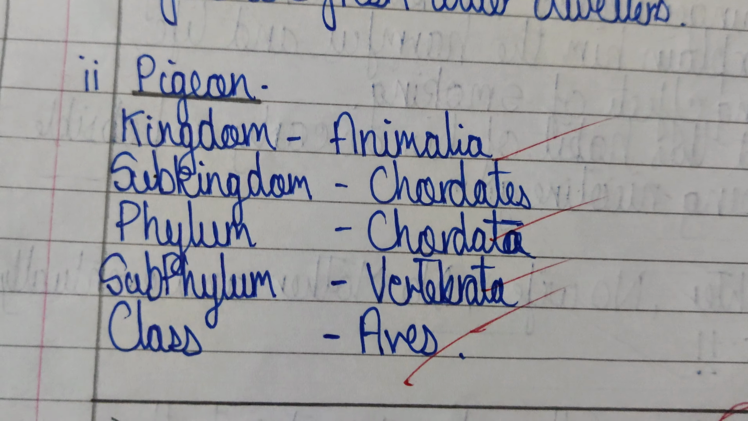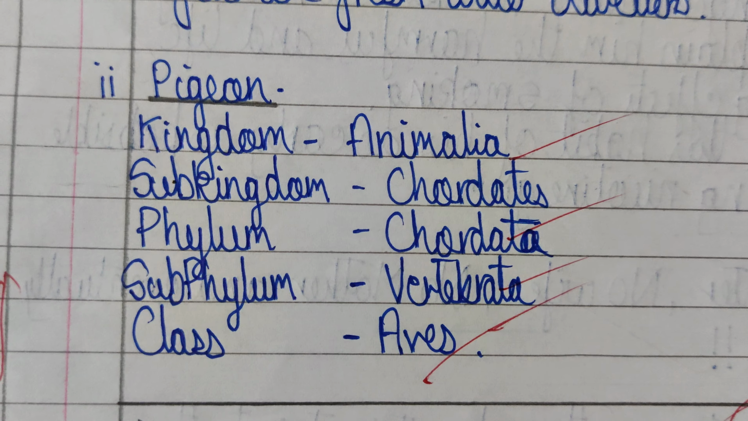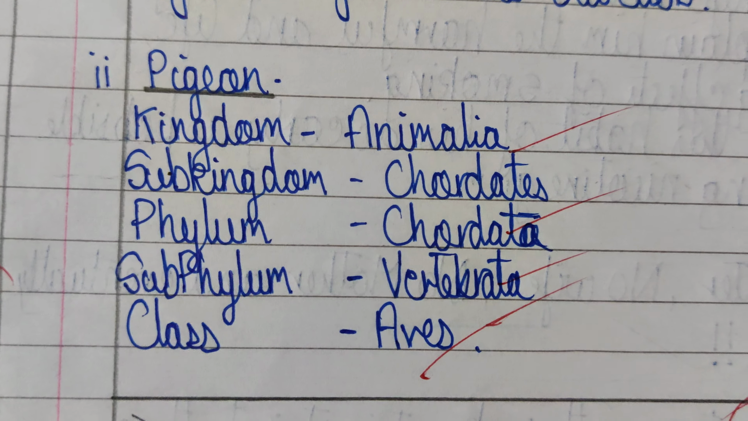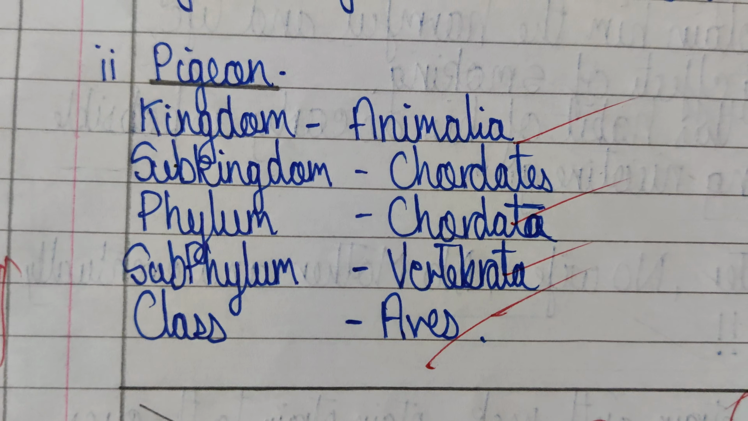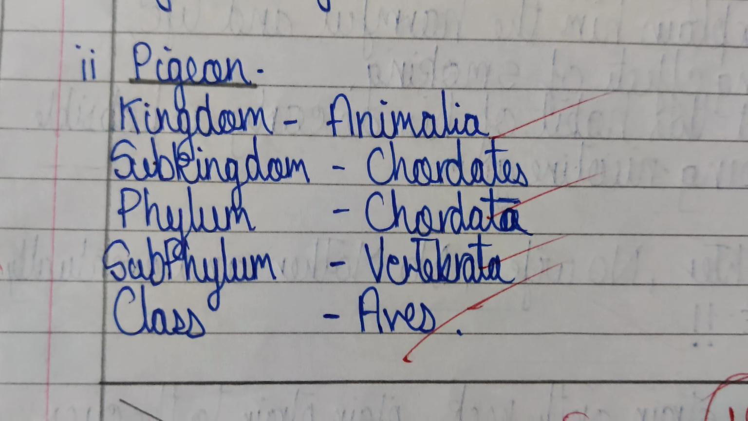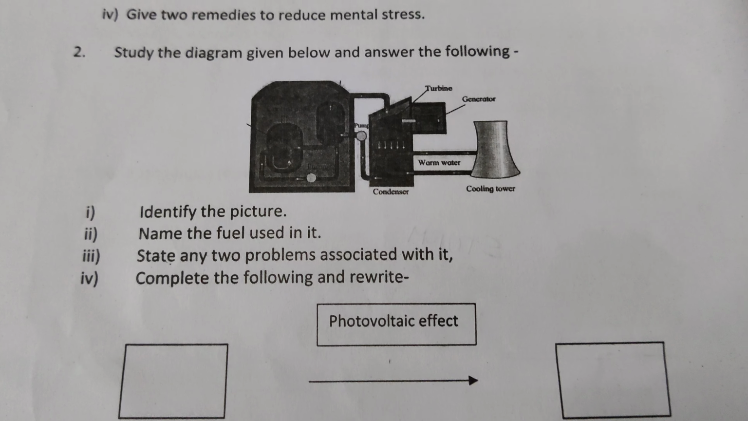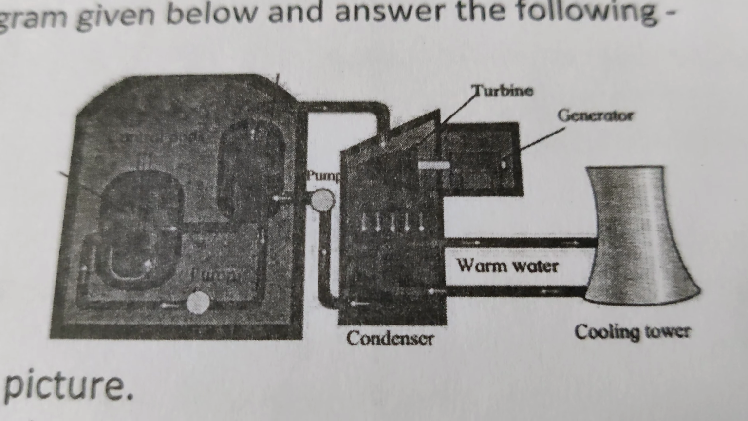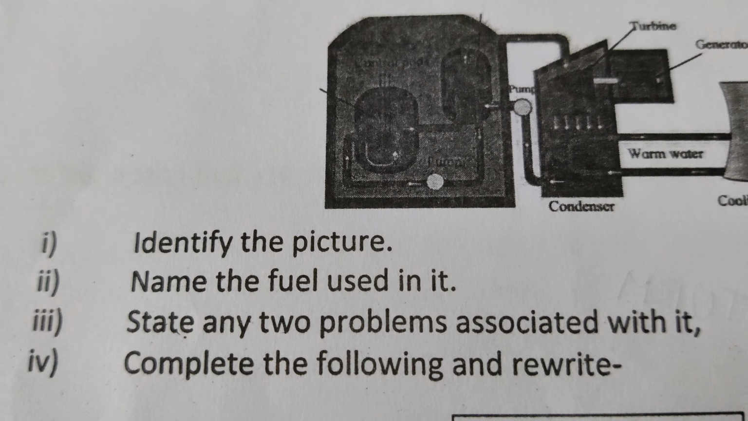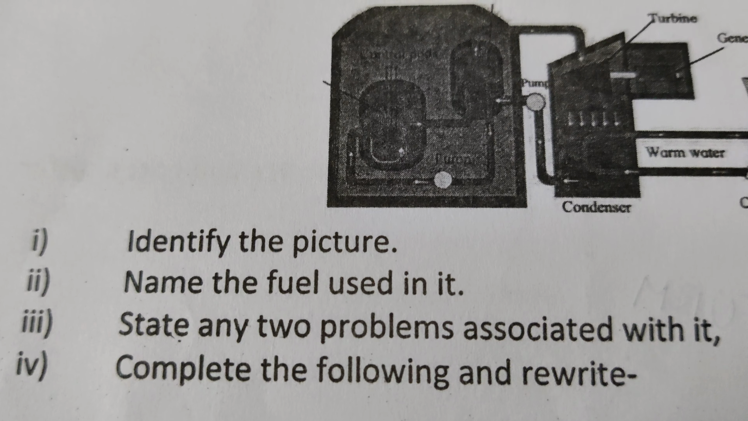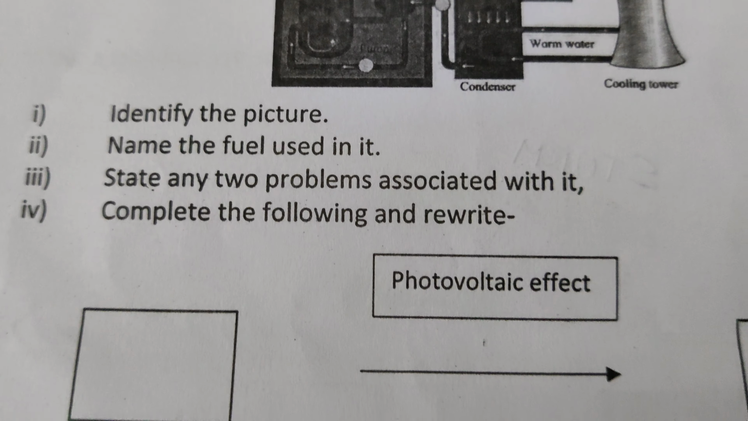Pigeon: kingdom Animalia, subkingdom Eumetazoa, phylum Chordata, subphylum Vertebrata, class Aves. Study the diagram given below and answer the questions. Identify the picture, name the fuel used in it, state any two problems associated with it, complete the following and rewrite.